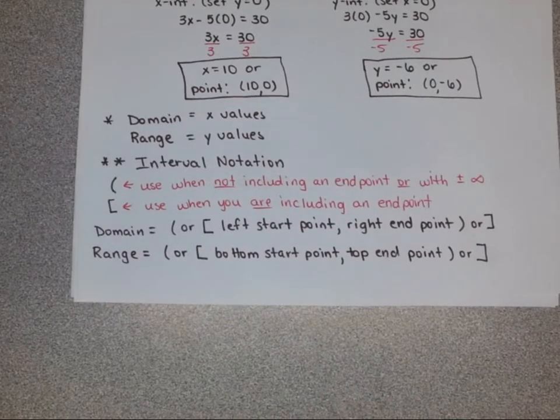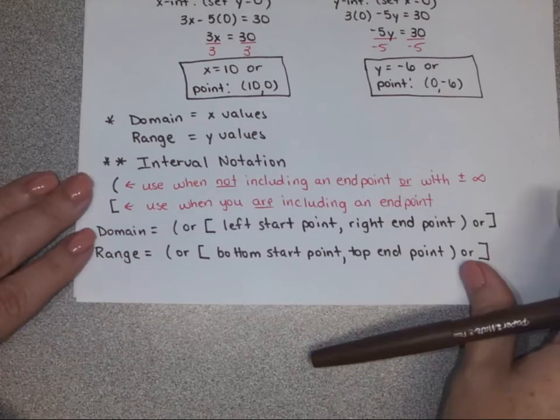So the gist is, for domain, look left to right, and for range, look bottom to top always. Okay. It can be tempting to try to look top to bottom just because that's usually how our eyes read things. But it's always smallest value first, followed by bigger value, so you always have to start at the bottom first.